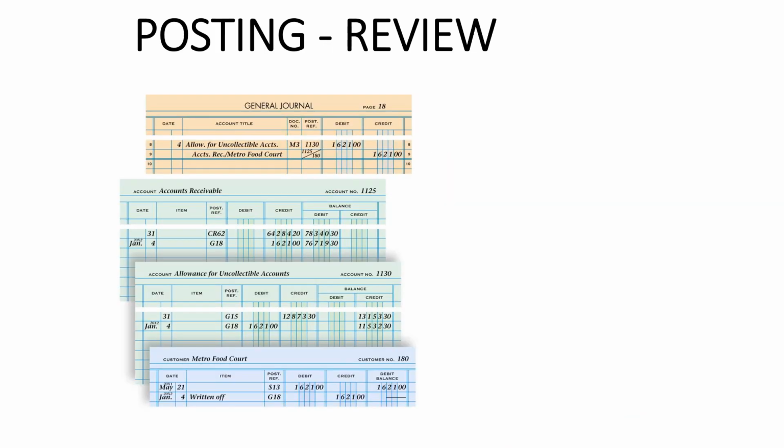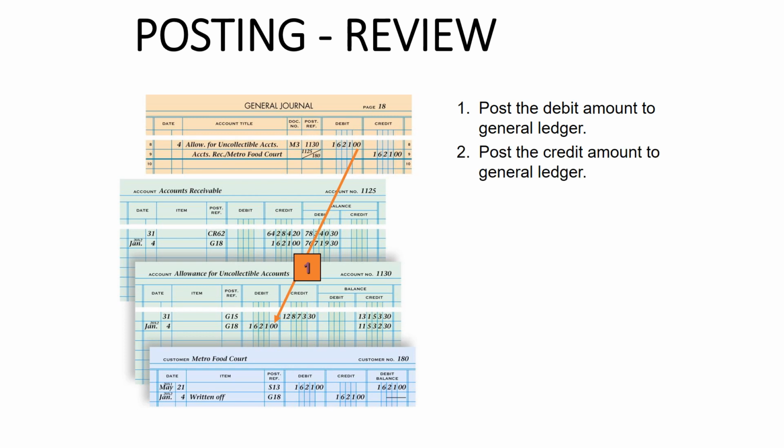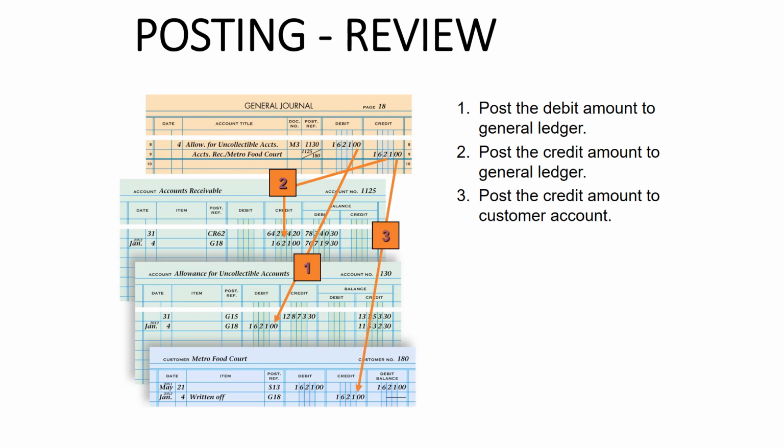So now let's do a quick little posting review here. Just a reminder, posting is copy and pasting, but we want to post the debit amount to the general ledger. In this case, we're going to post the allowance for uncollectible accounts into the allowance for uncollectible accounts. I'm going to calculate my balance, post the credit amount to the general ledger. Again, calculating the balance inside of the accounts receivable, post the credit amount to the customer account. So for this transaction, we will ultimately be posting to 3 different accounts.